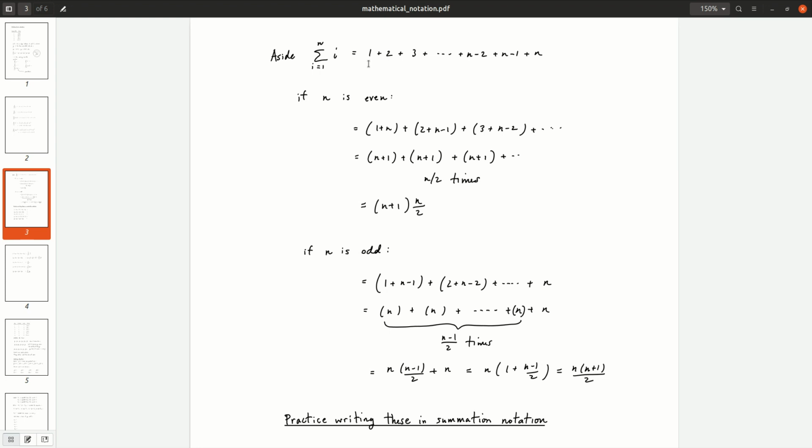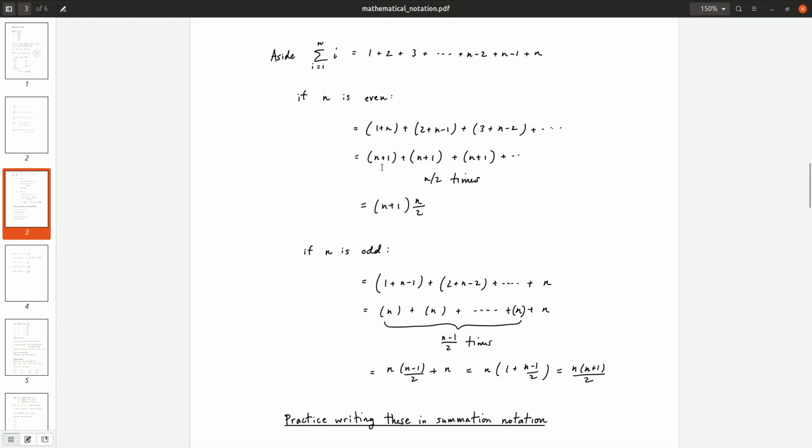If you add up the first one and the last one, you get 1 plus n. Then you add up the second one and the second to last one, you get 2 plus n minus 1. And the third and third to last, you get 3 plus n minus 2. You would keep going until you get down to the two middle ones. If you look at each of these, they're all equal to n plus 1.